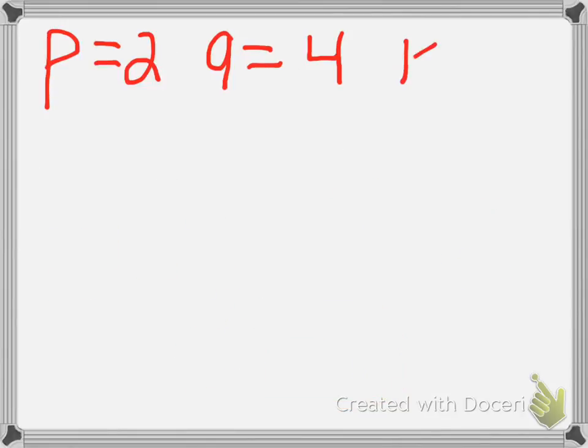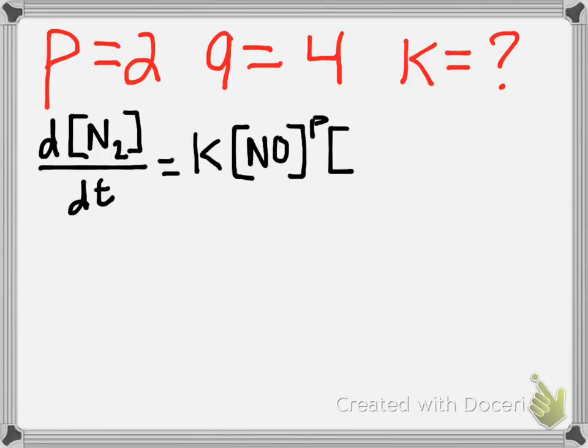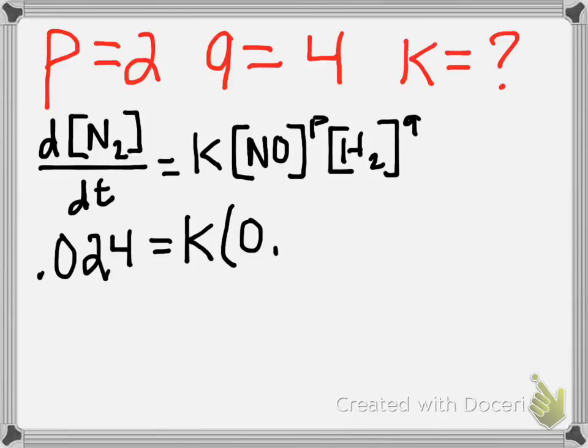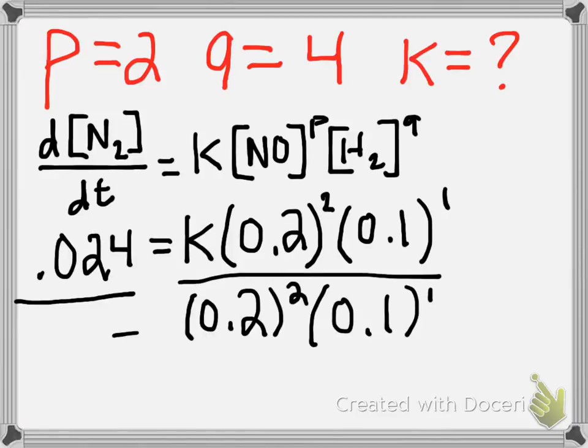Now that we know the values of p and q, we can plug these values back into the original equation and solve for k. 0.024 equals k times 0.2 squared times 0.1. Now, divide by 0.2 squared times 0.1 on both sides, and doing this you will get a value of 6 for k.